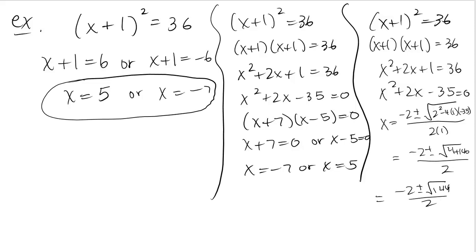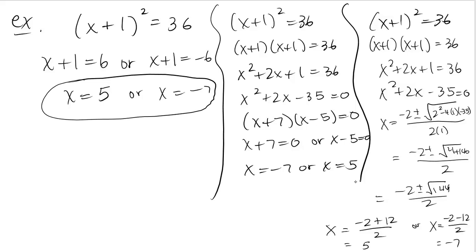144 is a perfect square. I have to split this into cases. So x equals negative 2 plus 12 divided by 2, or x equals negative 2 minus 12 divided by 2. Negative 2 plus 12 is 10. 10 divided by 2 is 5. Negative 2 minus 12 is negative 14, divided by 2 is negative 7.